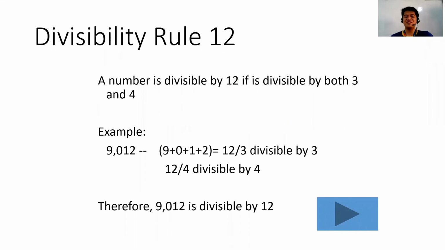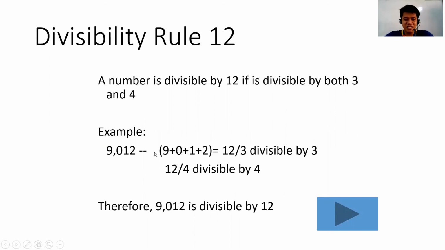divisibility rule number 12. A number is divisible by 12 if it is divisible by both 3 and 4. Remember, ang rule para sa divisibility rule number 3, it is, again, i-add natin ang lahat ng digits in a certain number at kapag ang sum ay divisible by 3, it is divisible by 3. Ano naman ang divisibility rule number 4? If the last two digits are divisible by 4.